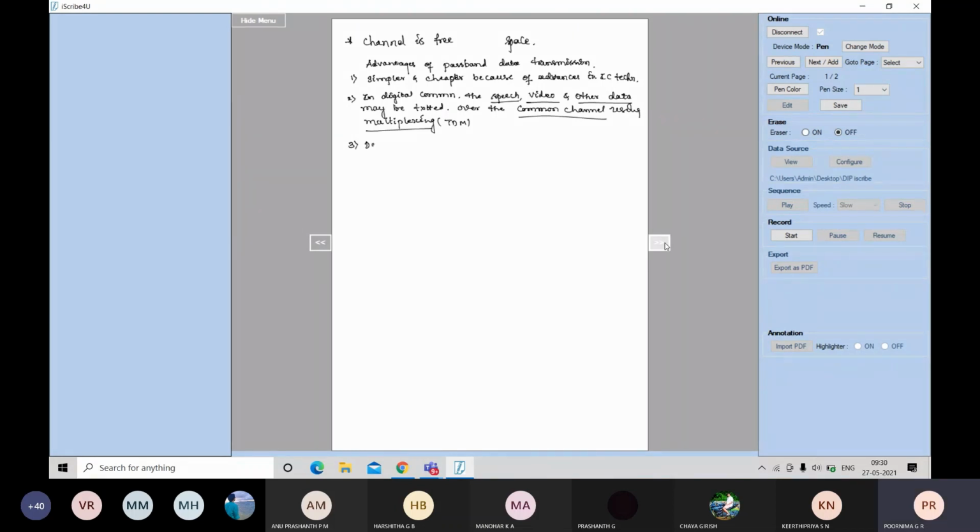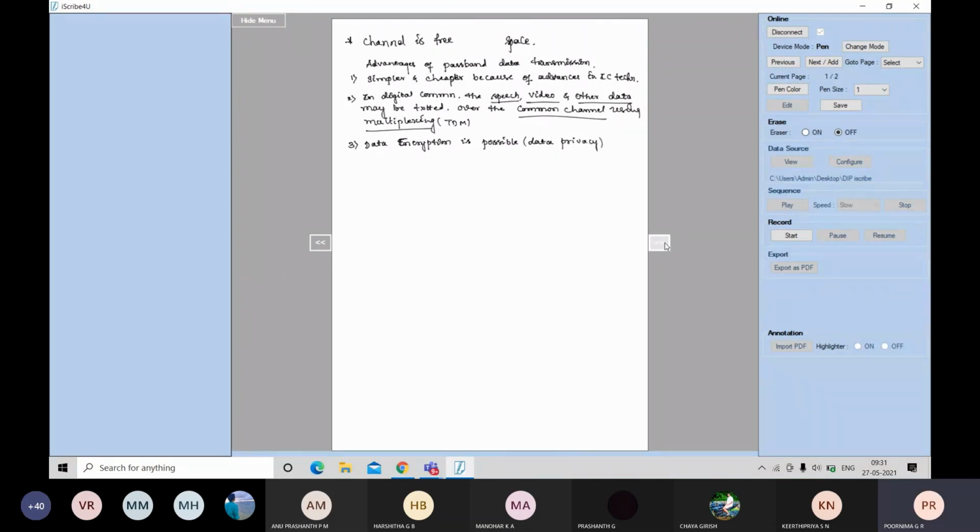Here in a passband signal, when you are transmitting over free space, data encryption is possible. So you can encrypt the data. So what do you mean by encryption of data? Yes, someone who can speak. Hiding the original content. Yeah, hiding means data privacy can be maintained.